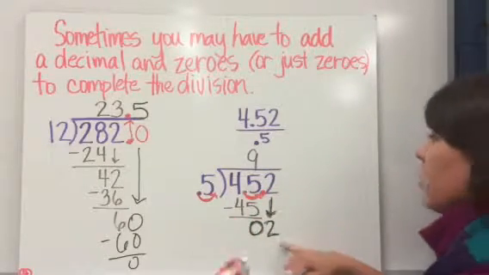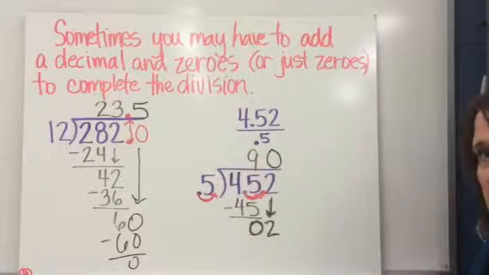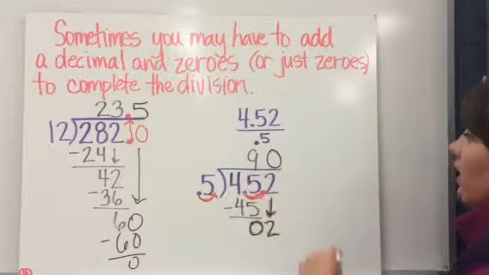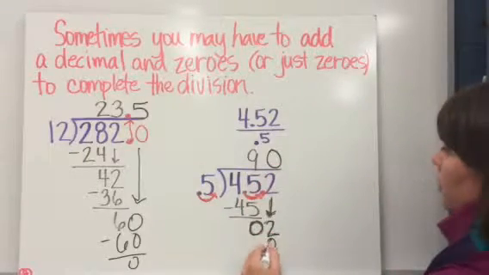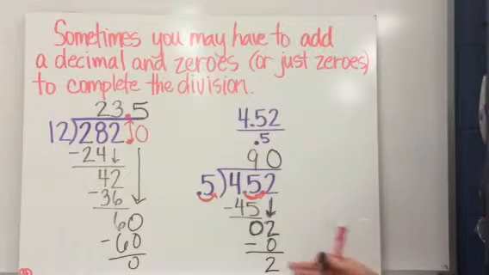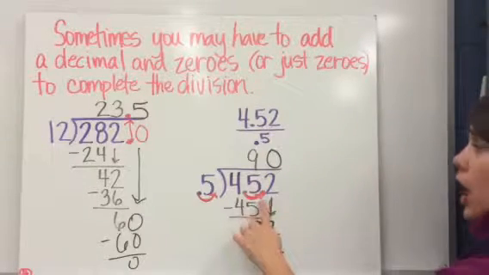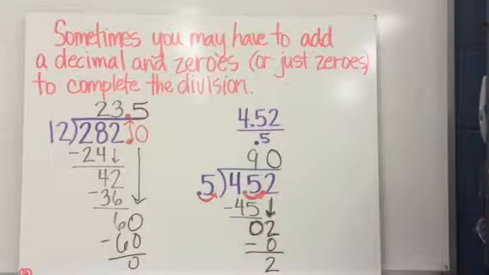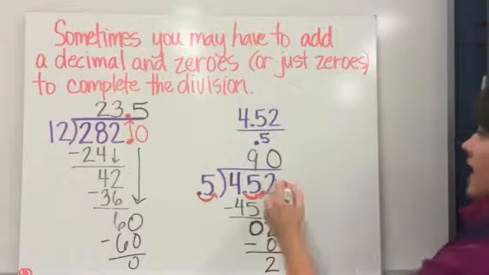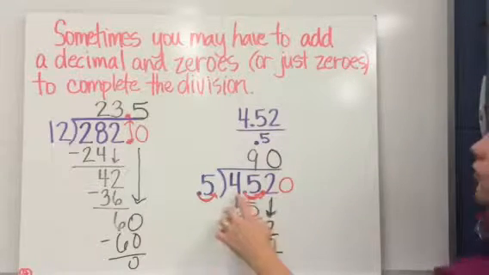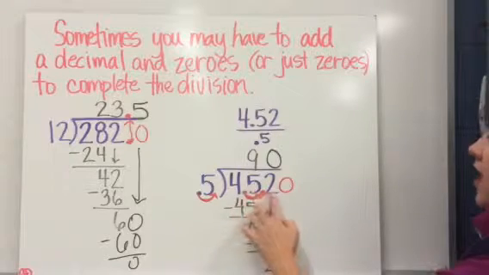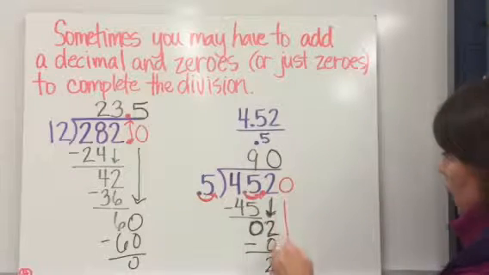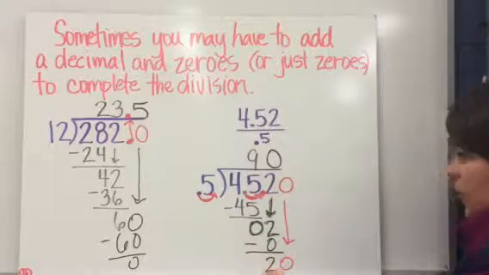5 doesn't go into 2, so I have to say it doesn't go into 2 by putting a 0 there. When we have a 0 in the quotient, sometimes that tricks us and we forget that step. 5 times 0 is 0, and then I subtract and I have still a remainder of 2. Well, I've already got a decimal, and so I don't have to add another decimal here, but I can add zeros all day long because that doesn't change the value of this number. 45.2 or 45 and 2/10 is the exact same thing as 45 and 20/100. So now I can bring this 0 down and I can continue my division.